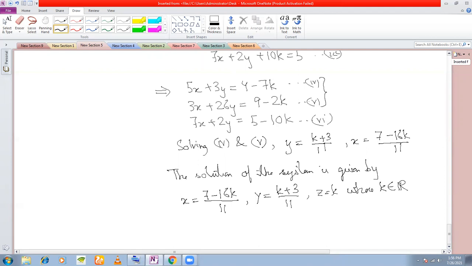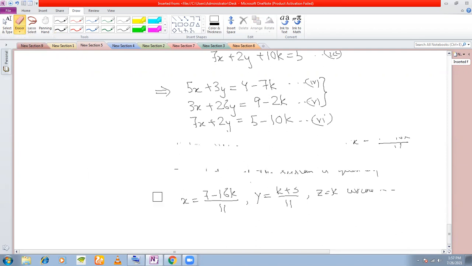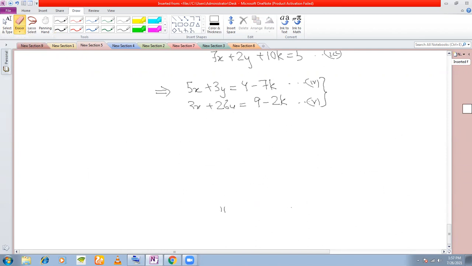You take k is equal to 1, you will get one set of solution. You take k is equal to half, you get another set of solution, and so on, an infinite number of solutions you can get. Okay, I hope this is clear. We'll move on to the next problem. Last problem for this.